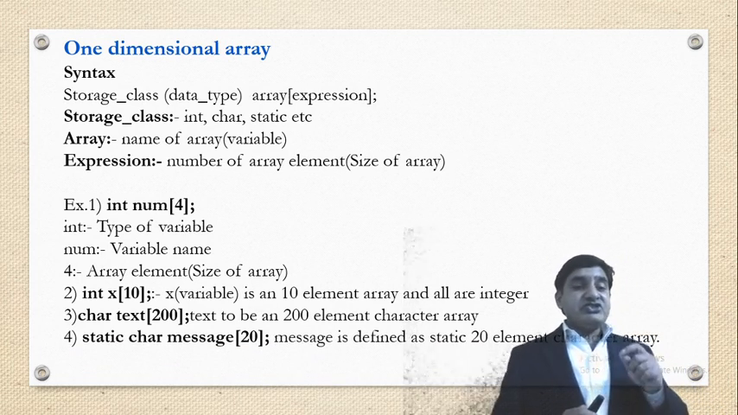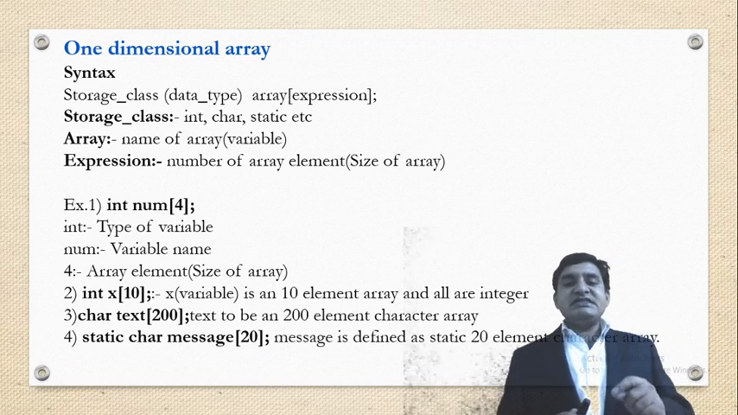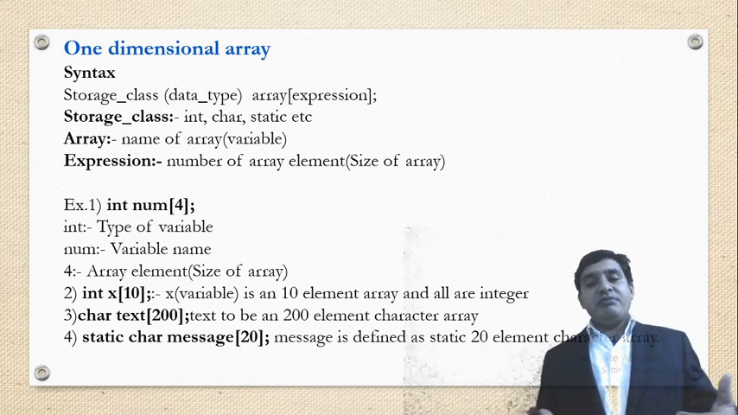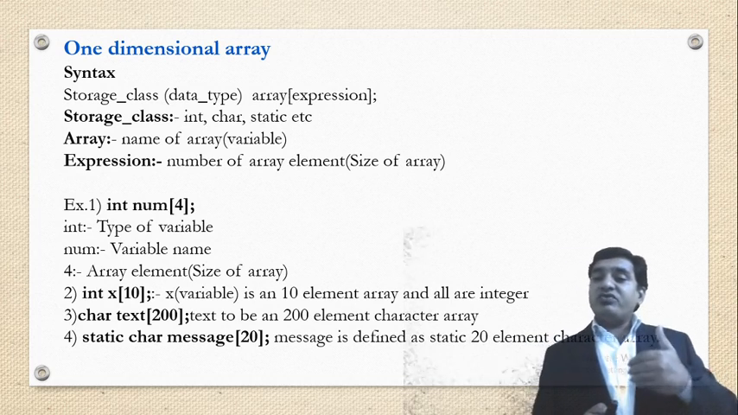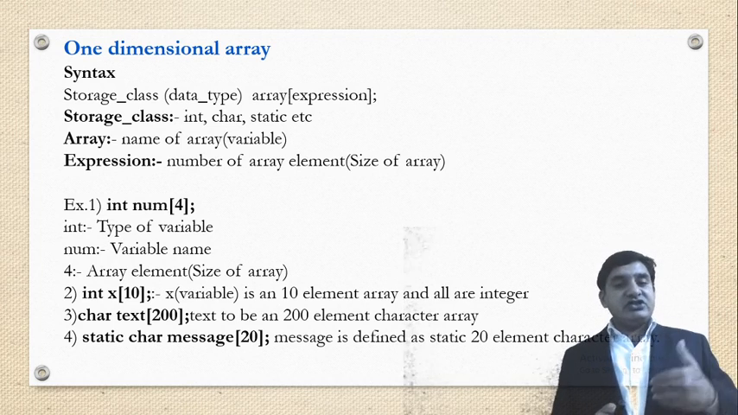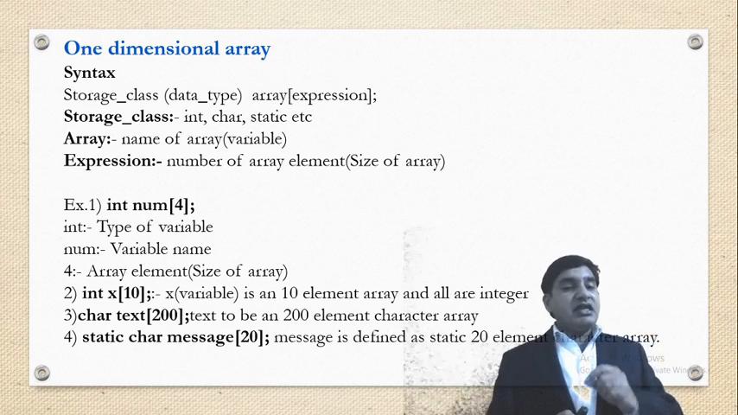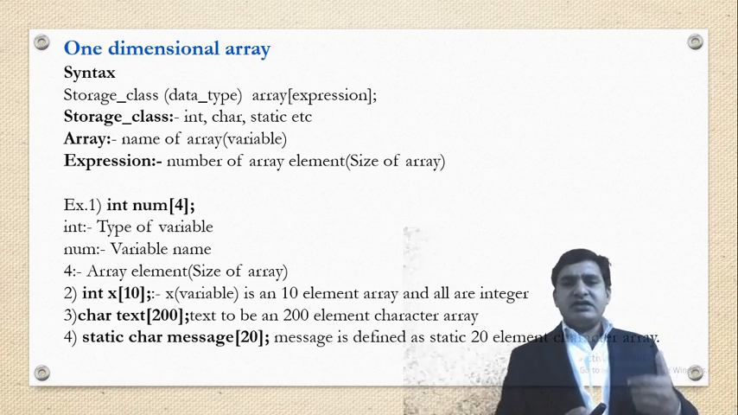Fourth example, static character message[20]. Message is defined as a static 20 element character array, so it consists of 20 characters. Message is the name of the variable, and static character is the data type.